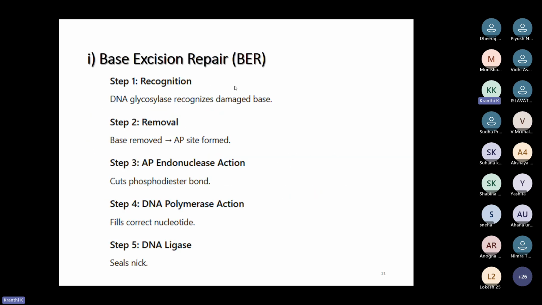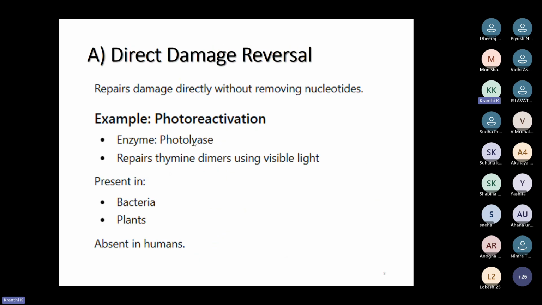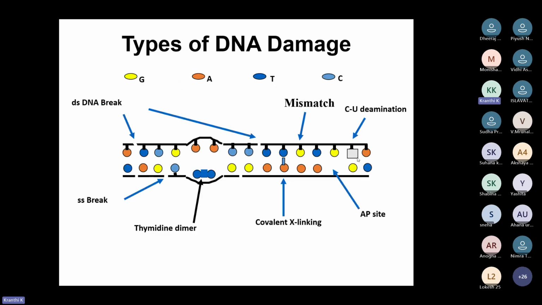How is this base excision repair happening? These are the steps. First, DNA glycosylase recognizes the damaged base. Then the base is removed, and an AP site is formed. What do you mean by AP site? Here, a purine got removed, right? So that site is called an apurinic site. A means absent, so this is a site where there is no purine. That's called the apurinic site. Clear?